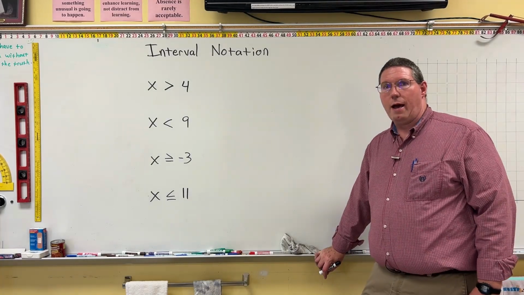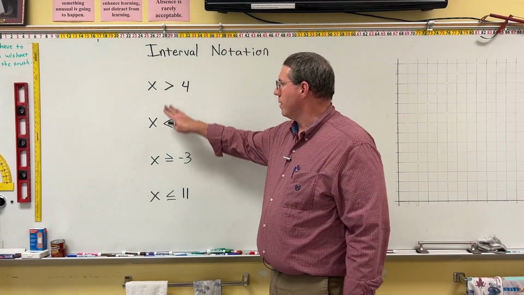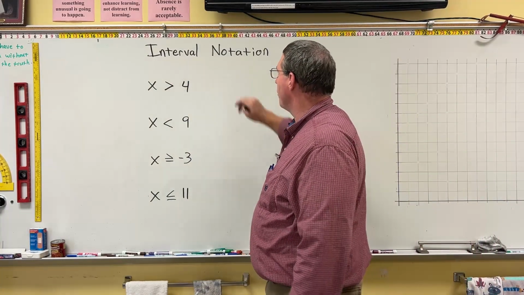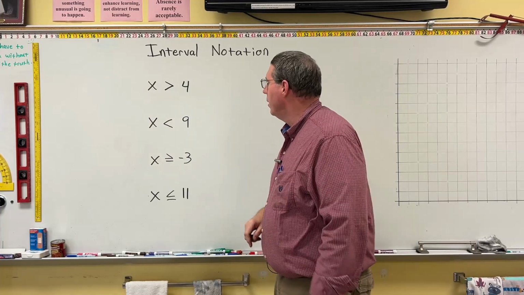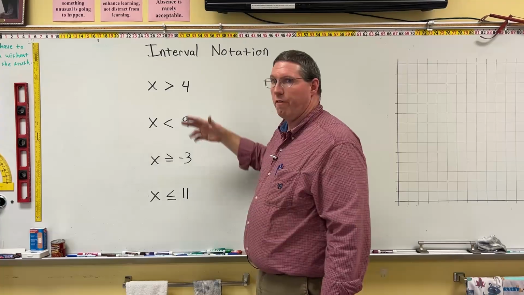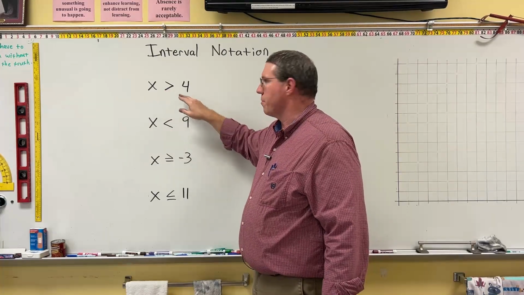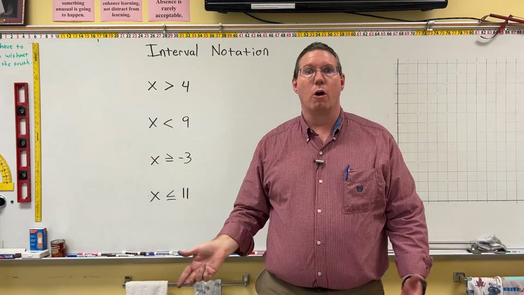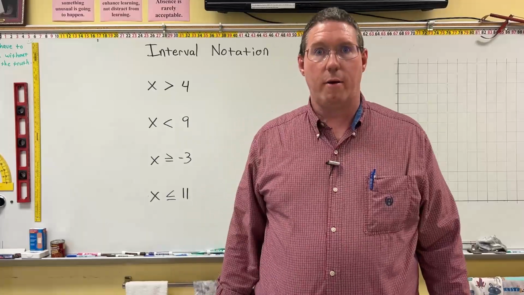Okay, I want to show you how to write inequality answers in what's called interval notation. Okay, so this is an inequality. This doesn't say x is equal to 4. It says that x is greater than 4. That means every number larger than 4 is a correct answer.